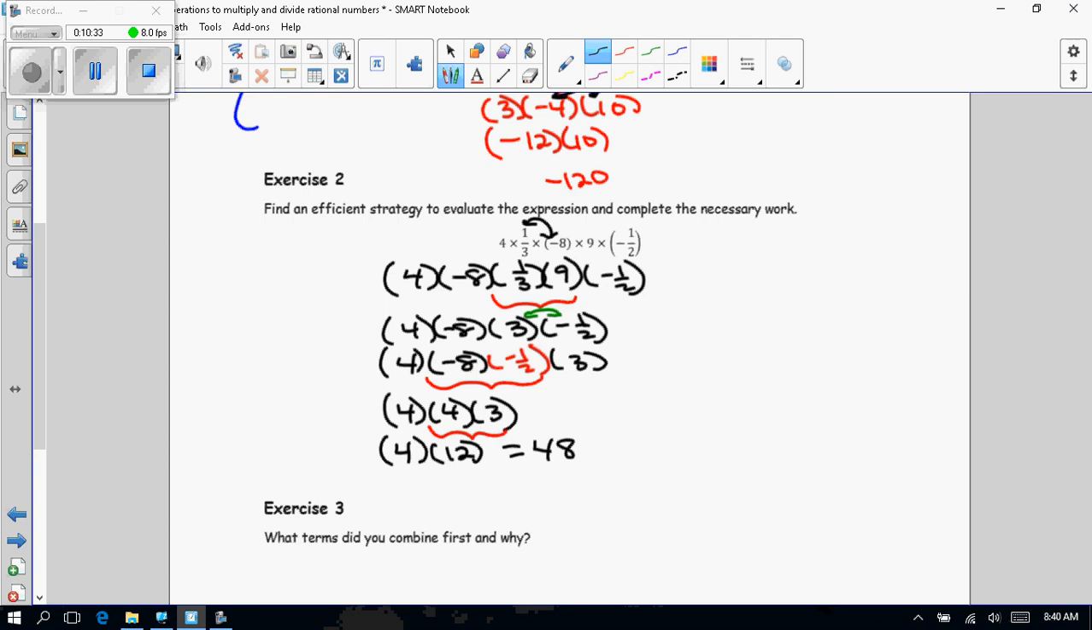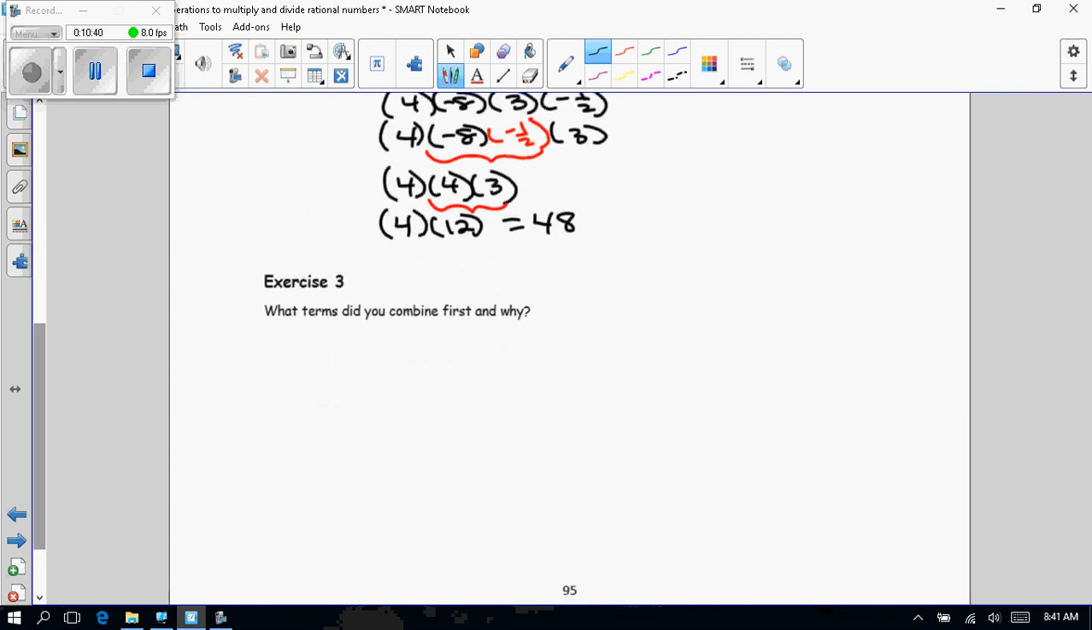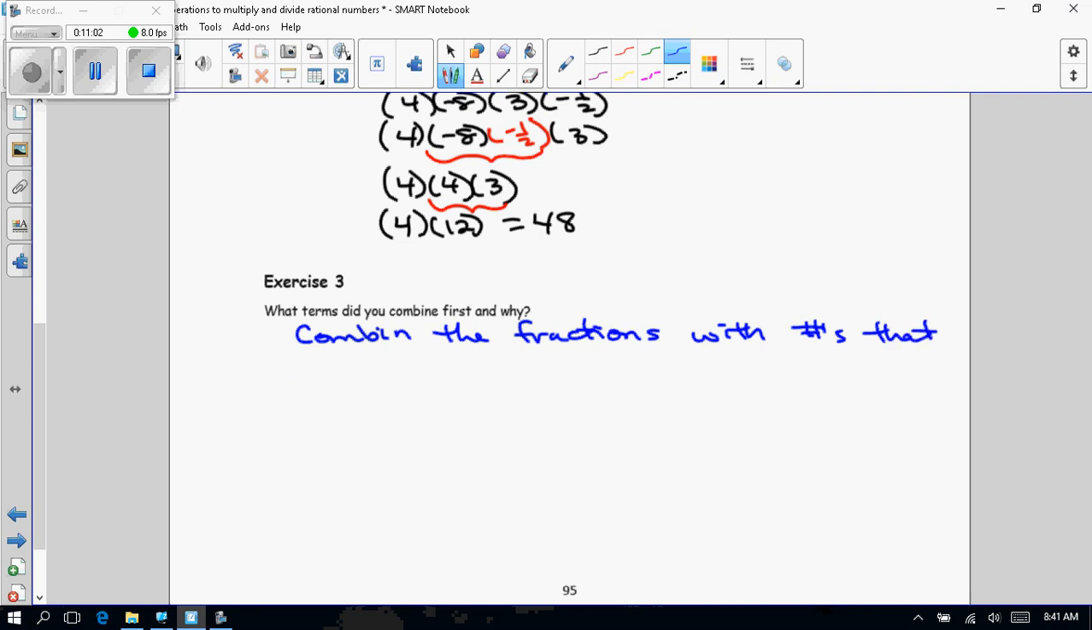Fine. Okay. So what terms did we combine first? Well, I personally wanted to put my fractions together, right? Get things that were going to work nicely. Combine the fractions with numbers that work well with the denominators.